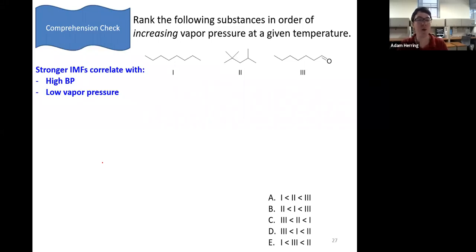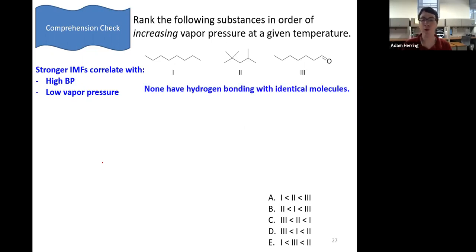So let's evaluate the intermolecular forces. None of these molecules can perform hydrogen bonding with identical molecules. Molecule number 3 can interact through hydrogen bonding, but only if there is a donor nearby, since it's only an acceptor. Molecule number 3, however, is polar, and therefore it is most likely to have the highest intermolecular forces. But let's take a look at the other factors.